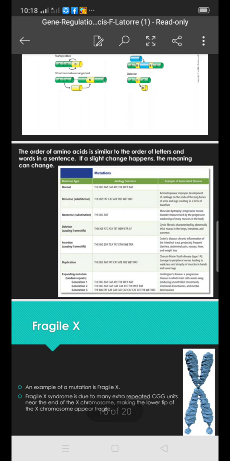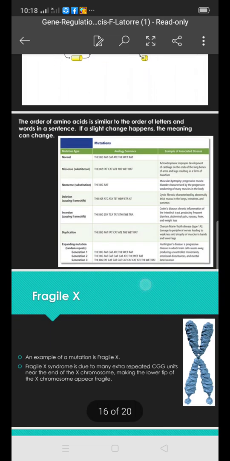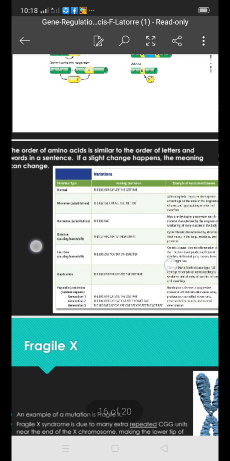The order of amino acids is similar to the order of letters in words in a sentence. If a slight change happens, the meaning can change. So this is the mutation.